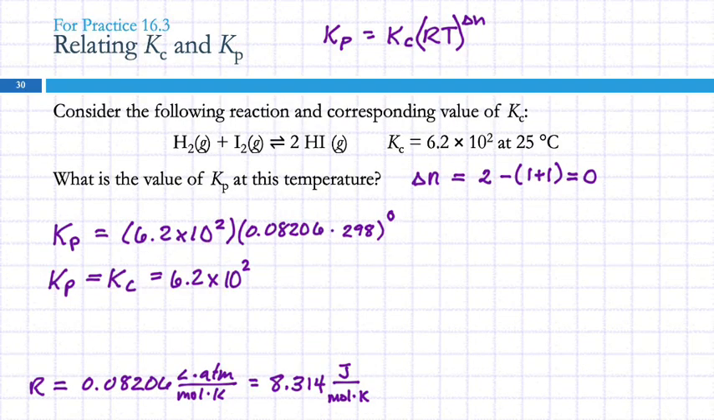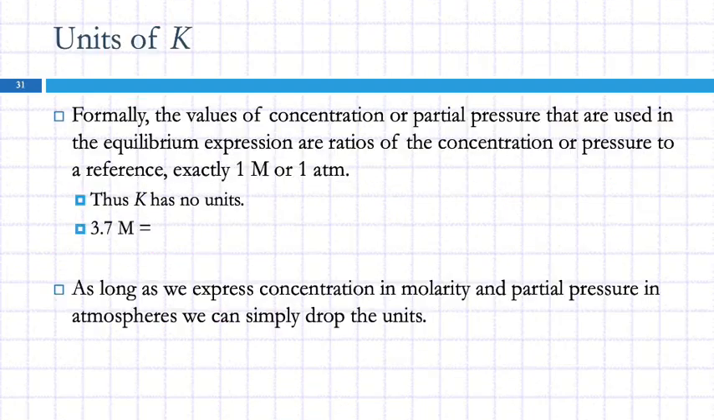Okay, so when I was doing this, I was leaving the units out here. I did that on purpose because I knew they weren't going to work out very well. So what's up with that? Well, let's see. Formally, meaning officially, the values of concentration or partial pressures in those equilibrium expressions are ratios of the concentration or pressure to a reference. The reference is exactly 1 molar or exactly 1 atmosphere.